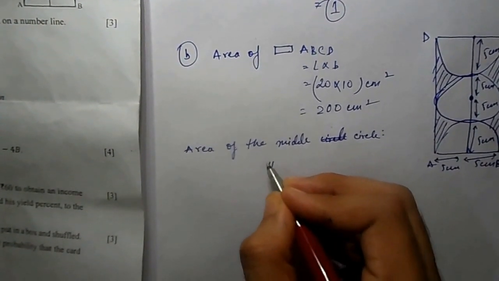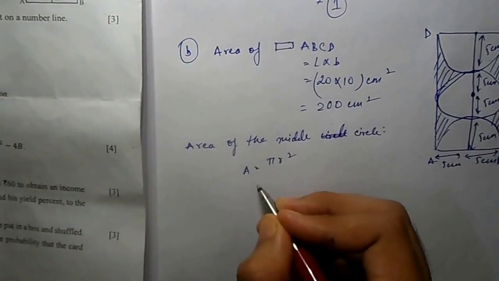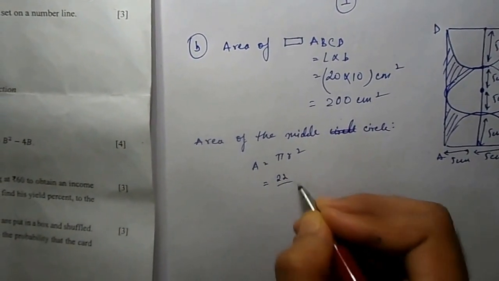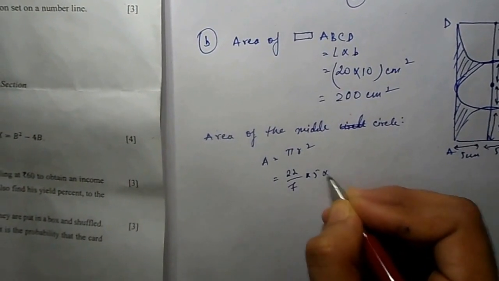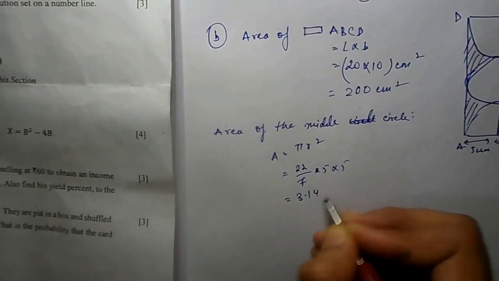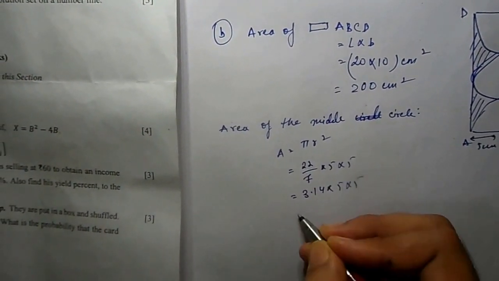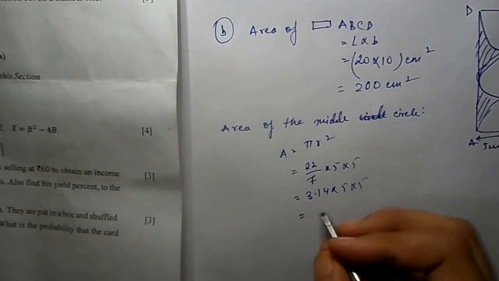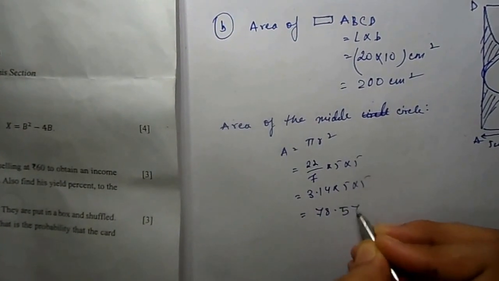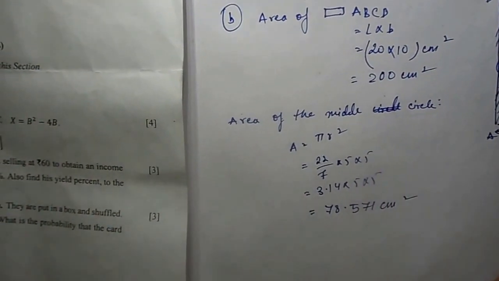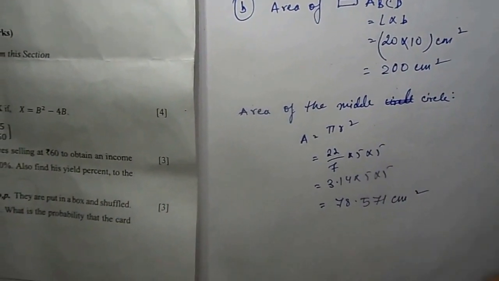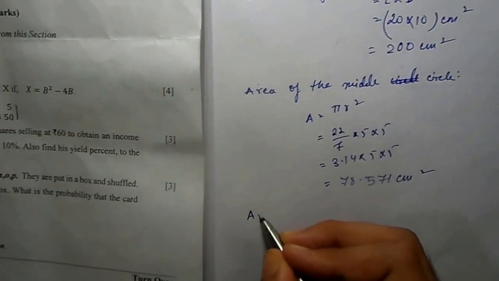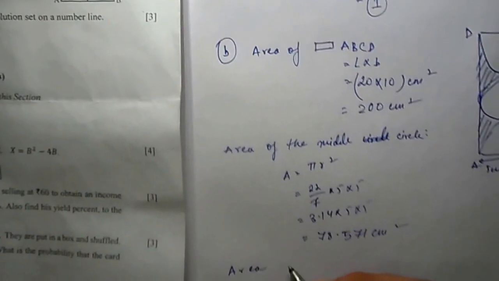Now the area of circle is pi r square, and pi is 22 by 7. R is 5, so 22 by 7 into 5 into 5, and that is equal to 78.571 centimeter square. Okay, and now let's calculate the area of the remaining 2 semicircles.